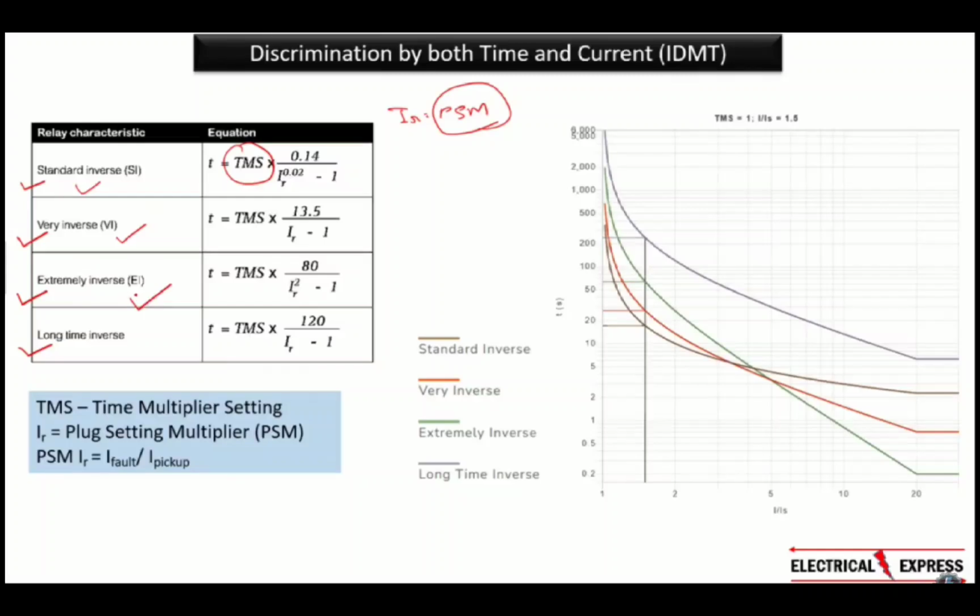For example, we use extreme inverse mainly where source side relays are located or where transformers are installed. We will try to understand practically why we use this.